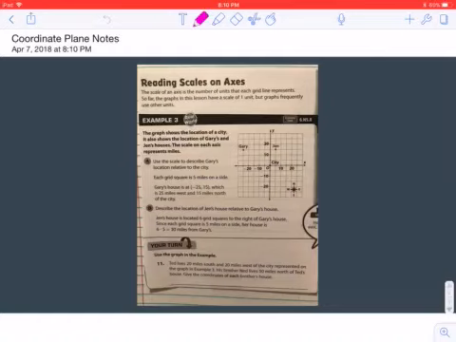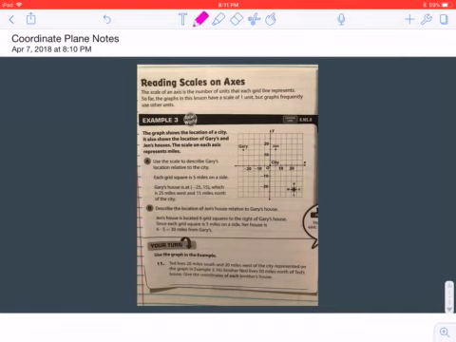In this half of class, you're going to be working with scales on axes. Now, talking about our axes again, we have the X and Y axis. So we have the X going left to right and the Y going up and down. Okay, those are your axes, the Y axis and the X axis.